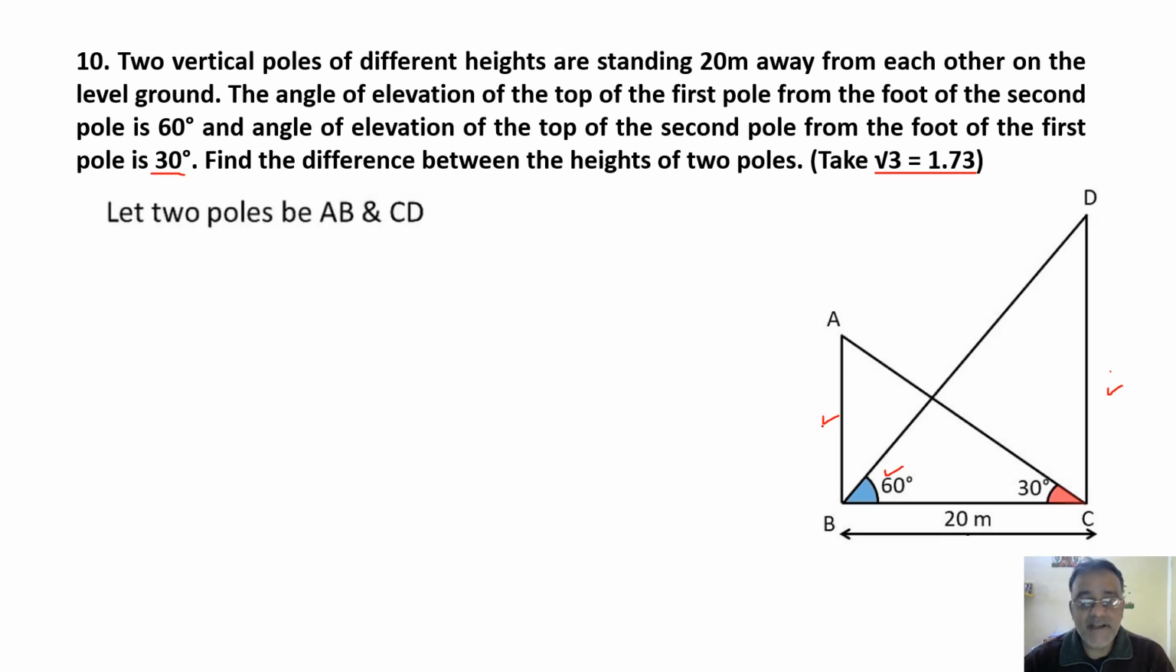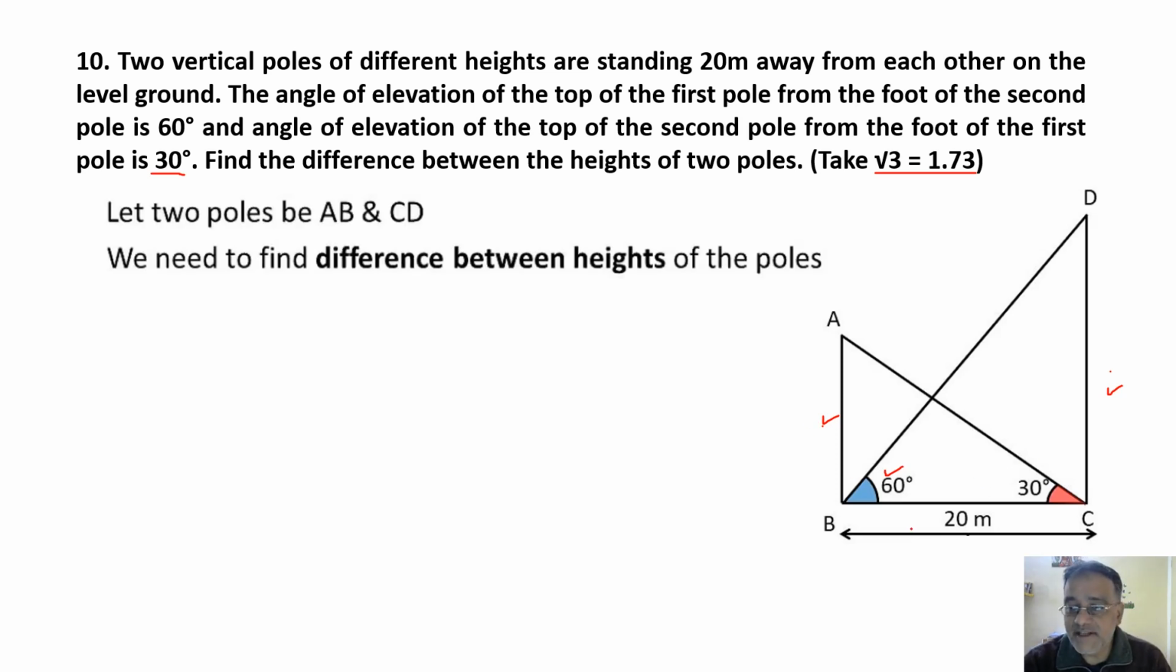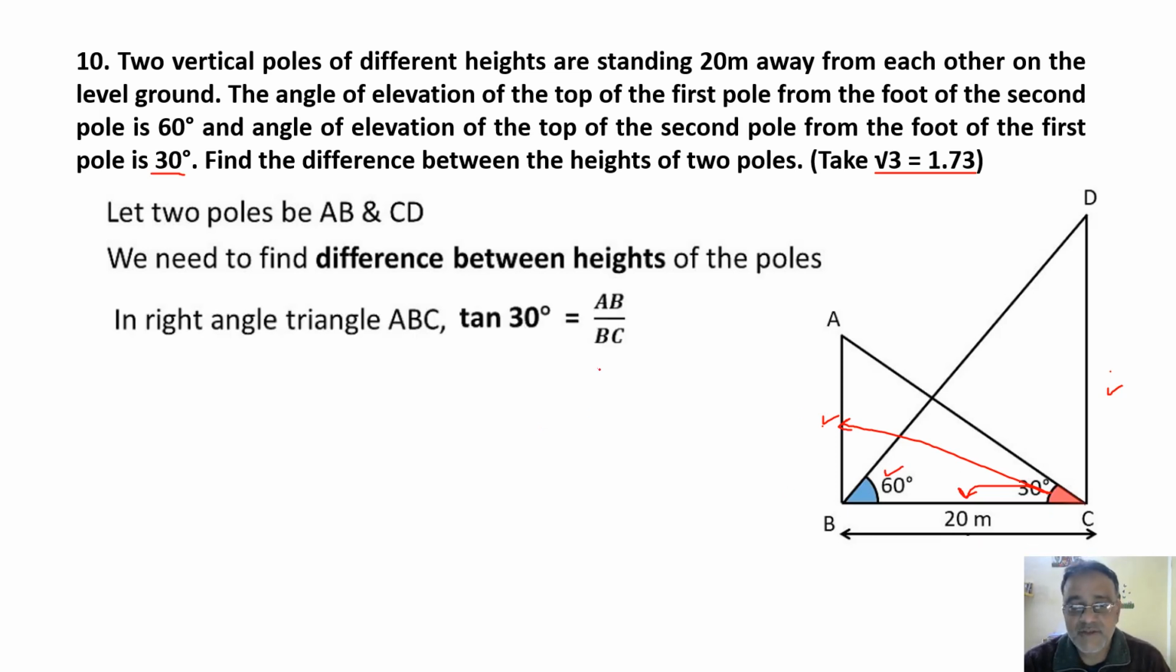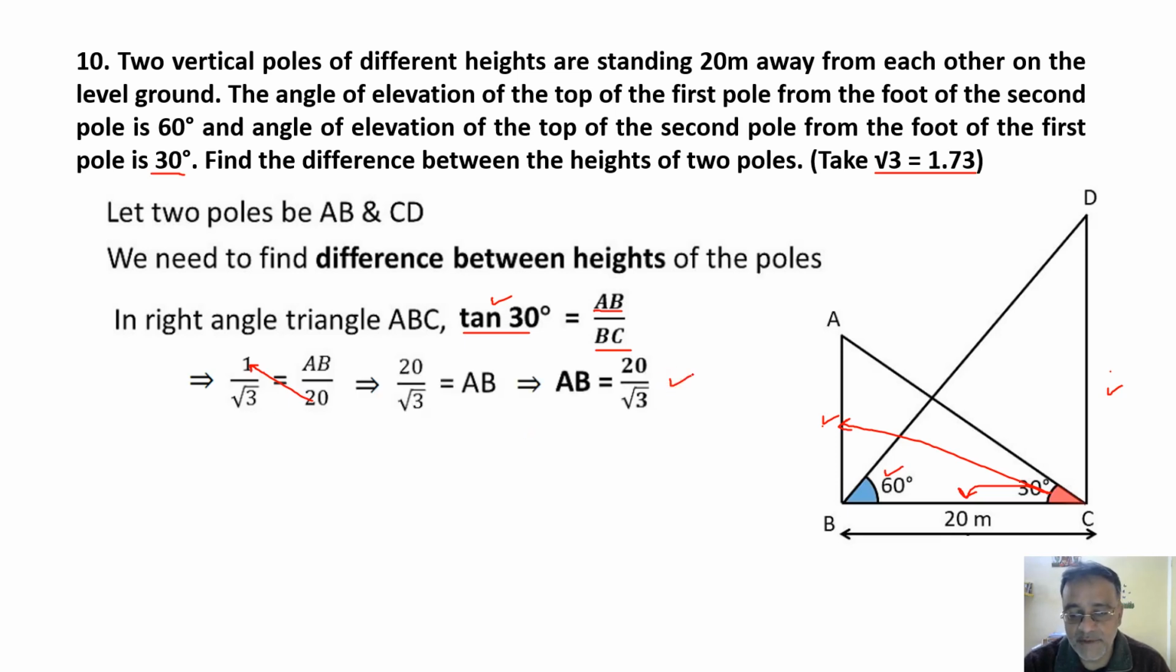First, in right triangle ABC, we are using tan 30 degree because we have to find the opposite and the adjacent is given. So AB upon BC, right? What is the value of tan 30? 1 by root 3, and AB we need to find, and BC is given 20. If we cross multiply, AB will be 20 by √3. So we keep it like this.